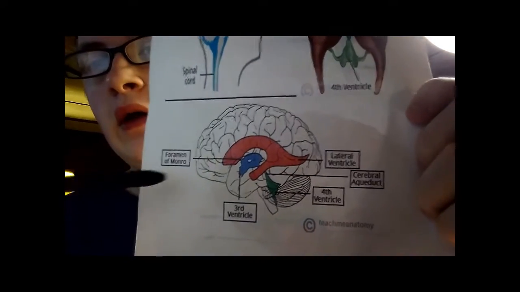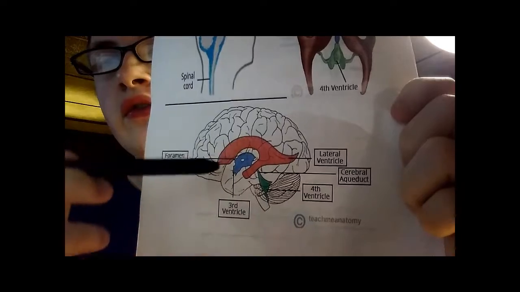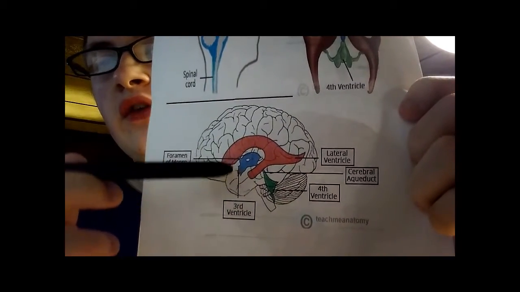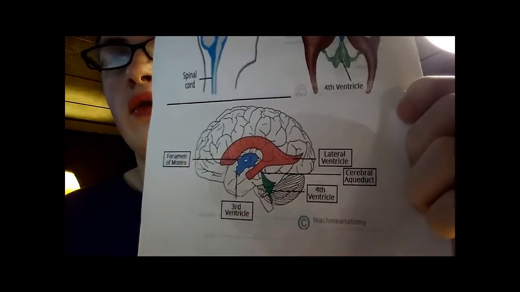This is a side view. You have your red for your lateral ventricles, you have your blue for your 3rd ventricle, and your green for your 4th ventricle. We're going to talk about your brainstem. This lies beneath your cerebrum in the back of your skull. Your brainstem has 3 parts: the midbrain, pons, and the medulla.